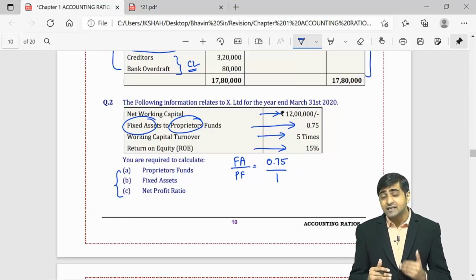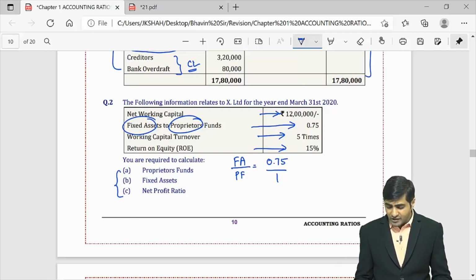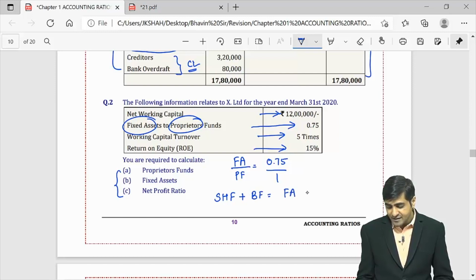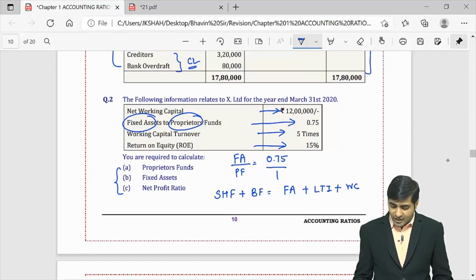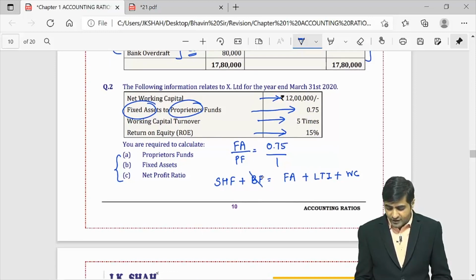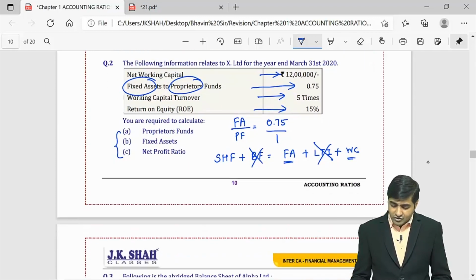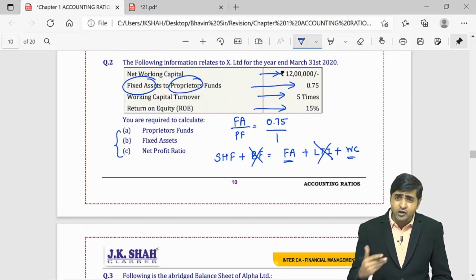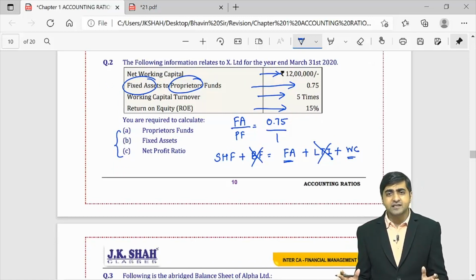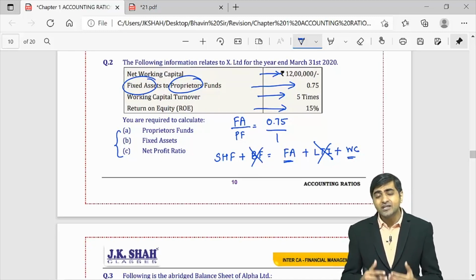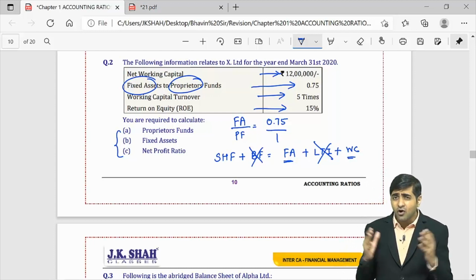Obviously that will be invested in your working capital, because you all know your basic accounting equation. We have shareholders funds plus borrowed funds, and this is equal to your fixed assets plus whatever is your long-term investments plus your working capital. So guys, when there is no data given to you, we can assume that there are no borrowed funds, there are no long-term investments, but yes, we definitely have fixed assets and working capital. Your shareholders funds, which is also your proprietors funds, and there is no preference shares in this question. So it also means that equity shareholders funds and proprietors funds are all the same.